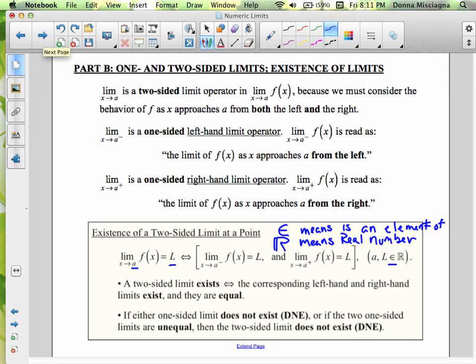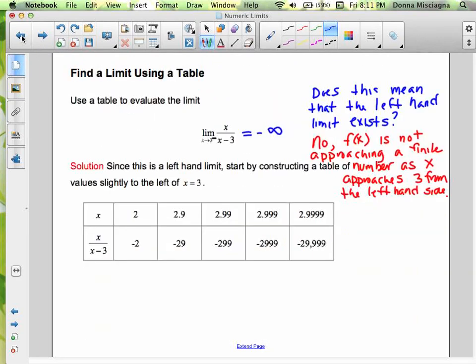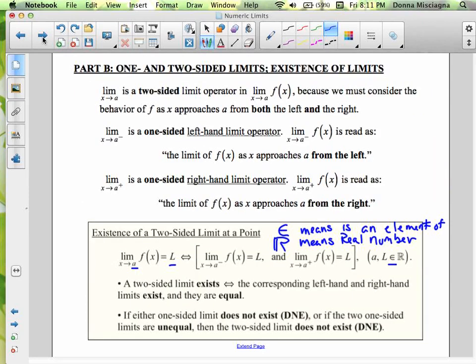All right, so in the case back over here, that's not a real number. Right? Our limit is not a real number. So that left-hand limit does not exist. Right? So not only do they have to be the same value, the limit has to be a real number. So a two-sided limit exists if and only if the corresponding left-hand and right-hand limits exist and they're equal. If either one-sided limit does not exist, or if the two one-sided limits are unequal, they're not the same value, then the two-sided limit does not exist. Right? So your right-hand limit has to exist and your left-hand limit has to exist, and they have to be equal to the exact same finite number. And if that's not the case, your limit does not exist.